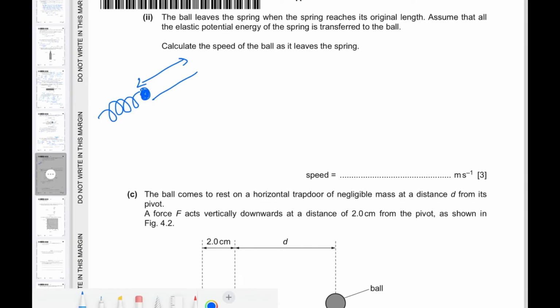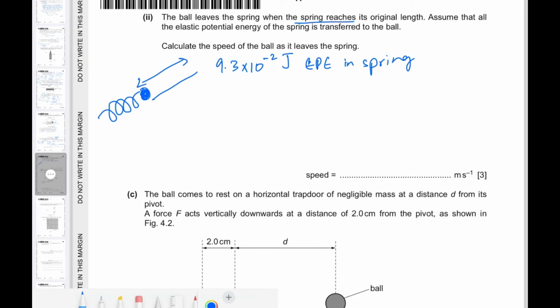To answer this question, you will need to recall the law of conservation of energy, which states that energy can neither be created nor destroyed. That means total energy at the initial position must be equal to the total energy at the final position. And here, since we need to find the speed of the ball, we'll need to consider some of the energies possessed by the ball at the initial and final positions. Initially, there's only the 9.3 times 10 raised to negative 2 joules of elastic potential energy stored in the spring, right?